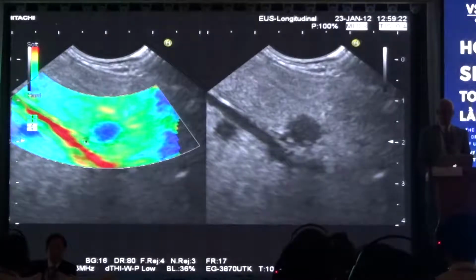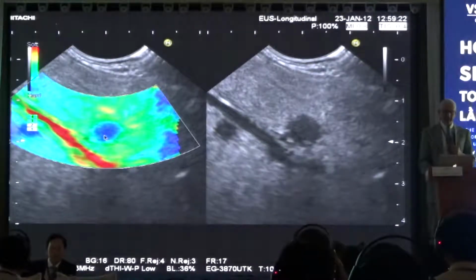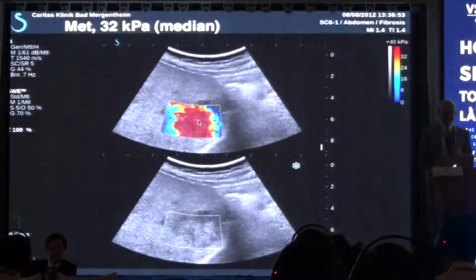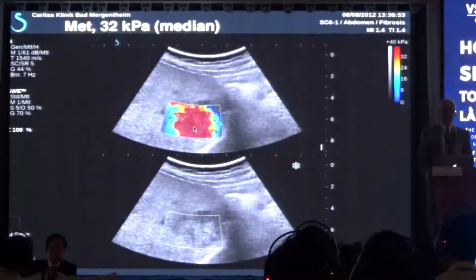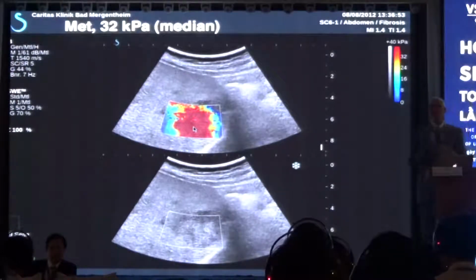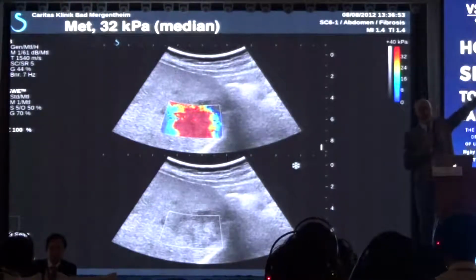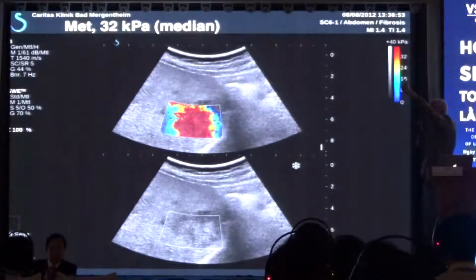Focal liver lesions might be displayed as stiffer, but as you can see here in that metastasis, a second metastasis, but with a different system. The highest values are in cholangiocellular carcinoma and metastasis.